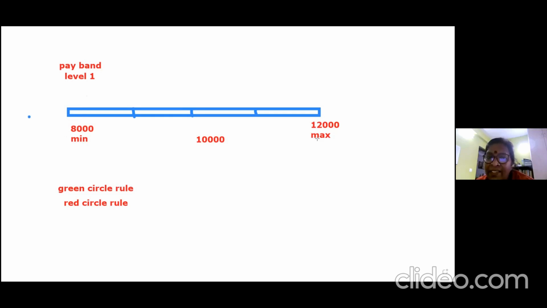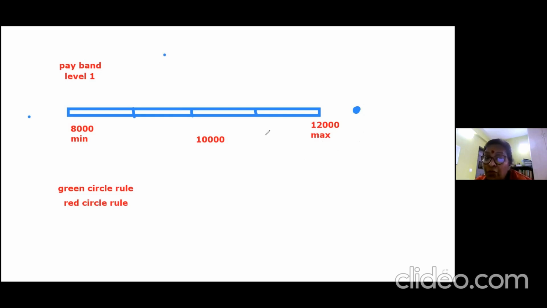Now, what is the red circle rule? That means you cannot increase the salary more than the band maximum. If 12,000 is the maximum of the band, you cannot pay somebody more than that. Like, for example, I can't pay something more than this, say 13,000 or whatever.